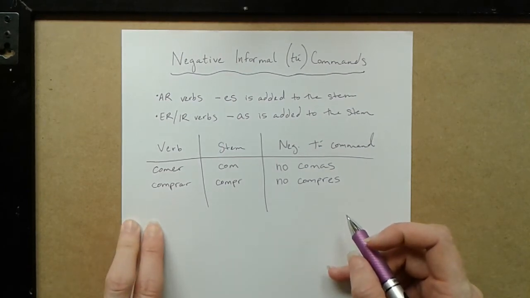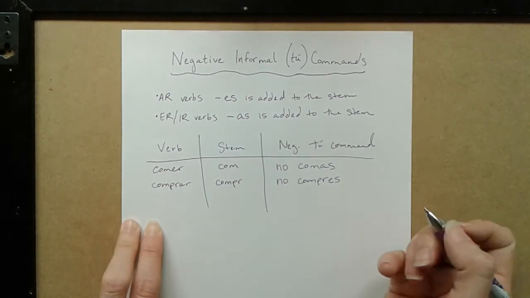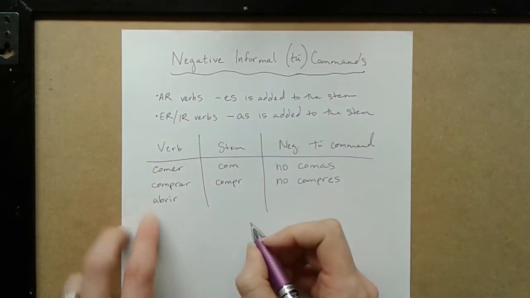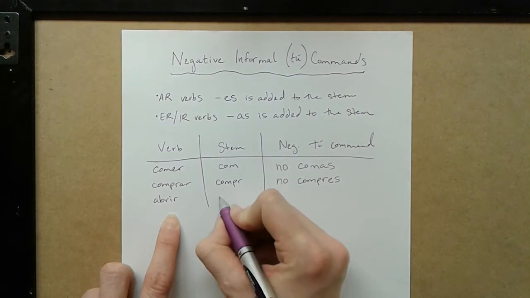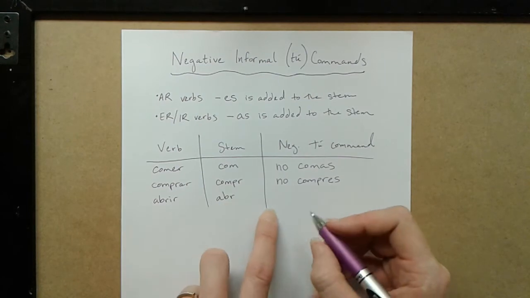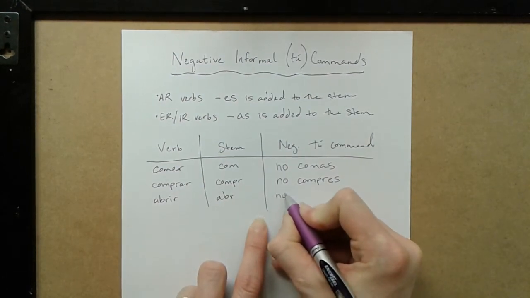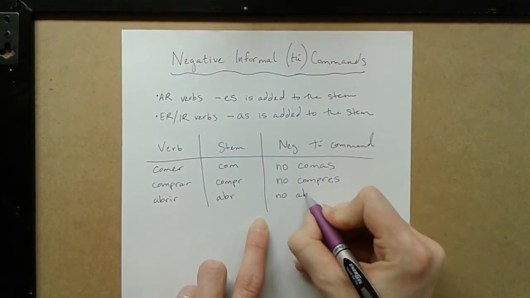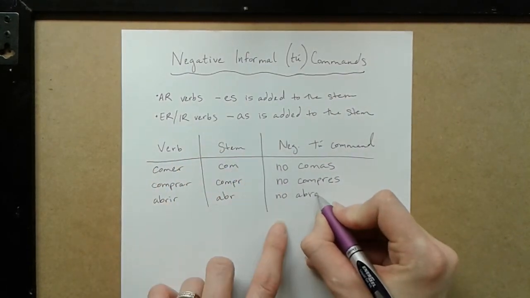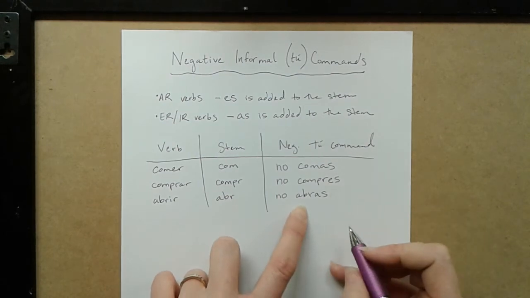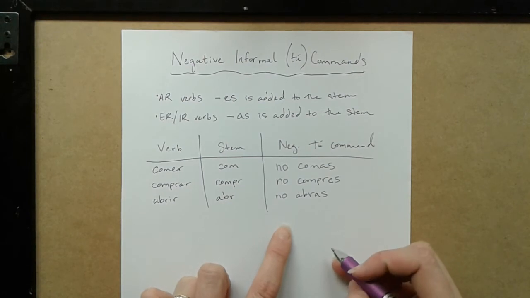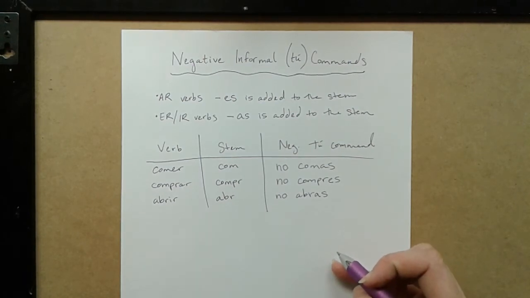All right, let's do one more. We'll do an IR verb just so we can have all the different endings here. Abrir, to open. Abr is your stem. So for negative tú command, add the no in front, plus your stem, and then your ending is IR, so the ending is AS. No abras la puerta. Don't open the door. So it's pretty simple how to do these.